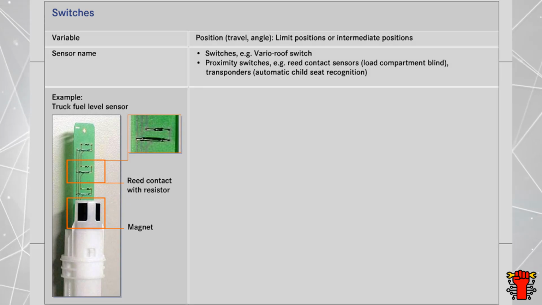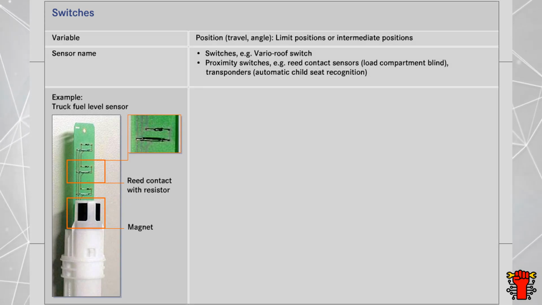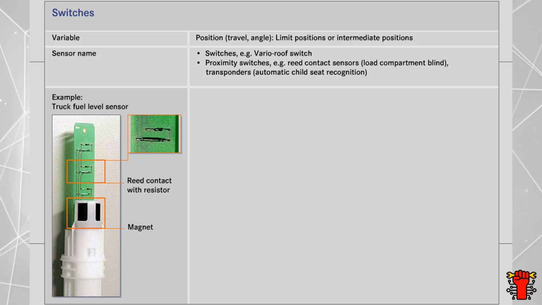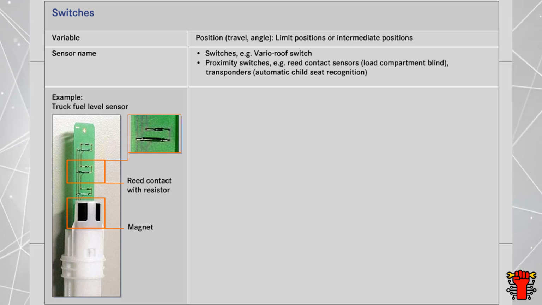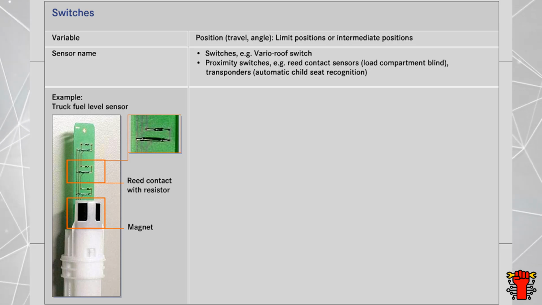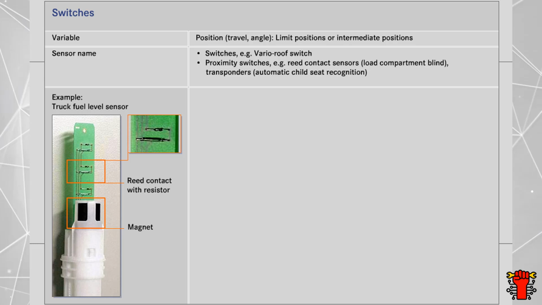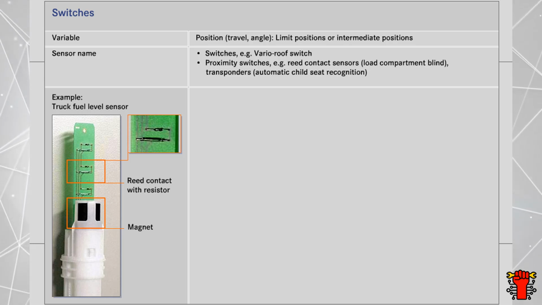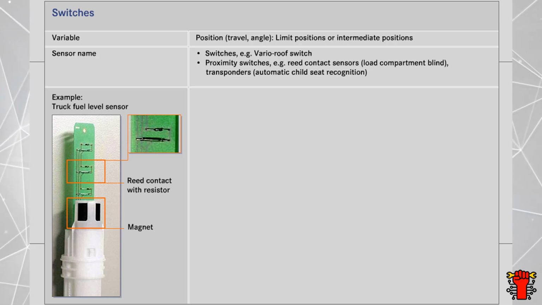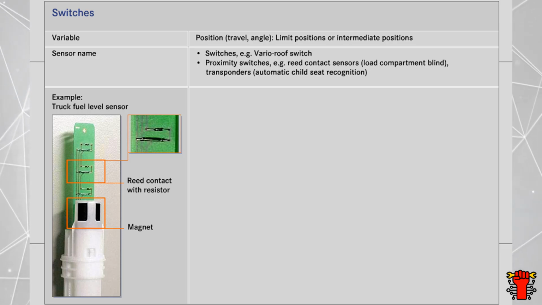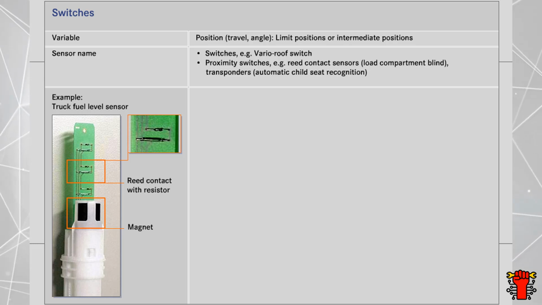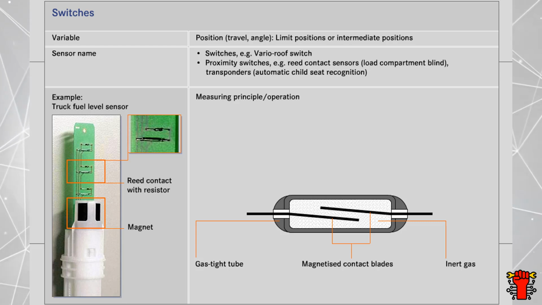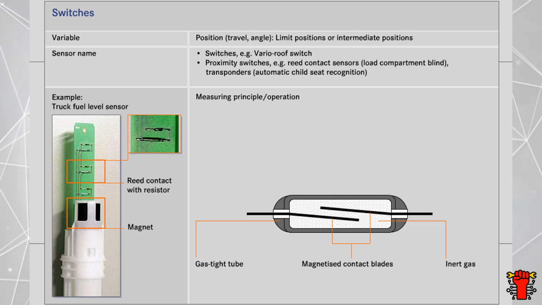As an example, let's have a closer look at the operation of a reed contact in a lorry fuel level sensor. This consists of a printed circuit board through which current flows. On the printed circuit board, there are a large number of reed contacts and resistors, arranged in pairs. In addition, a float with a magnet in the fuel level sensor tube moves along the printed circuit board past the reed contacts.